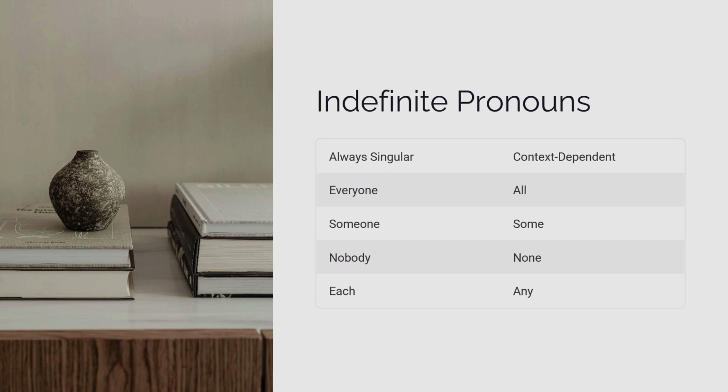So in the sentence, none of the students are prepared, this sentence would use a plural verb because students is plural. However, if we said none of the information is accurate, we use the singular verb is because information is a singular uncountable noun. And understanding these rules around indefinite pronouns helps us ensure that our writing is precise and grammatically sound, even with these more complex structures.